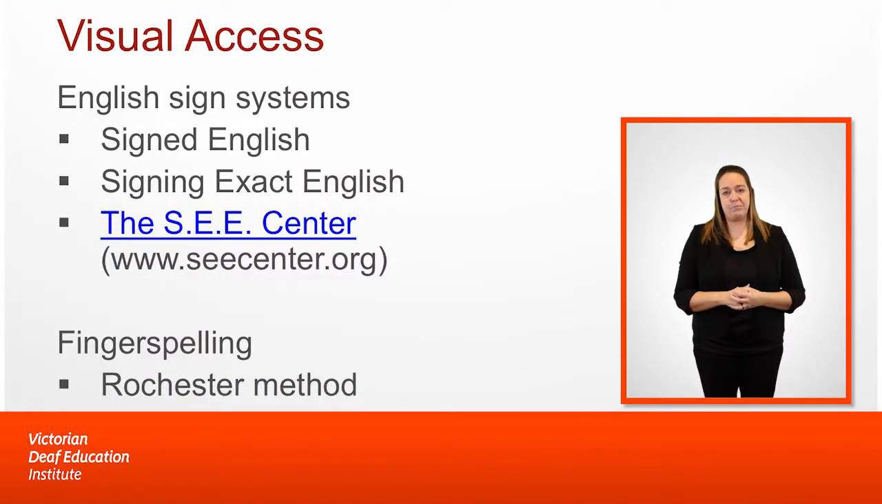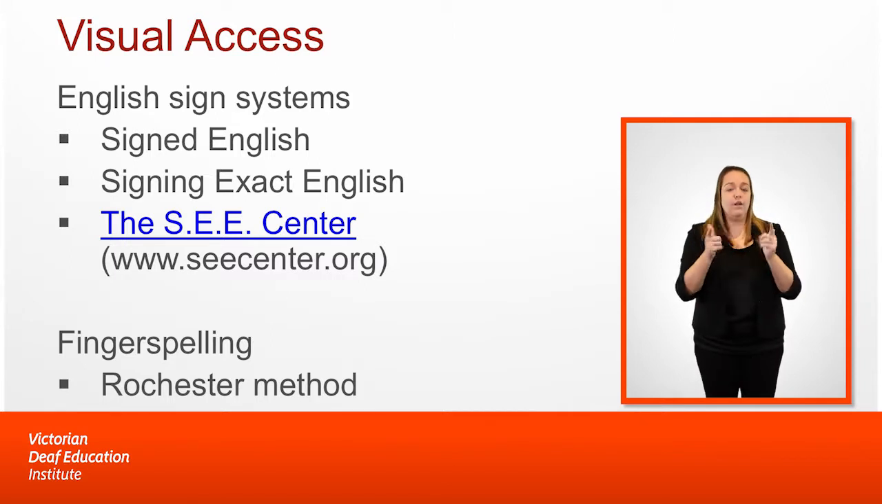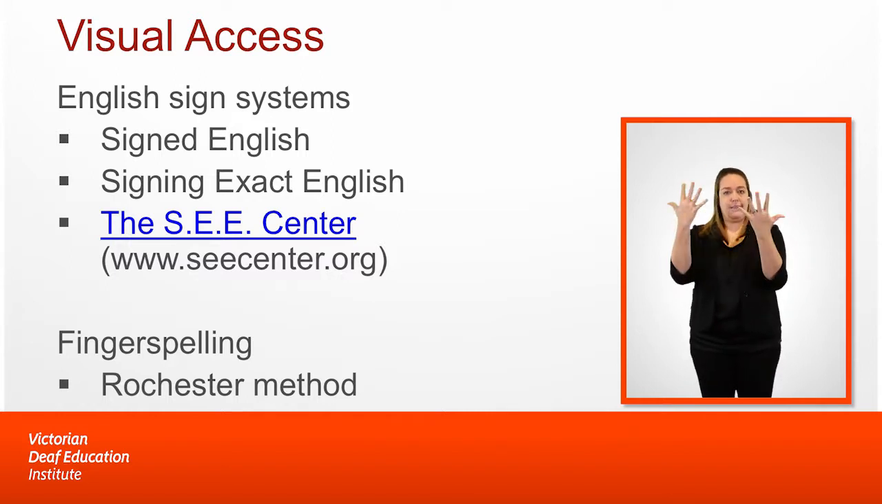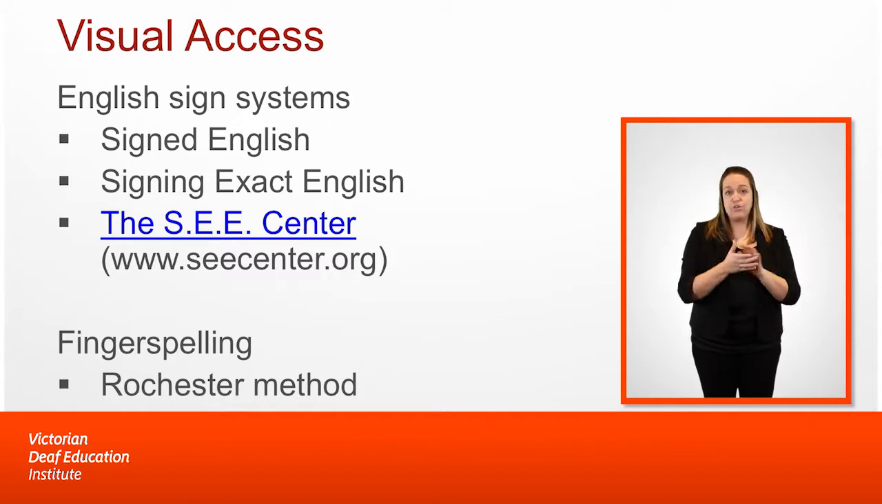Another way in which you can provide visual access to spoken English is through English sign systems. Now, these are different than natural signed languages such as Auslan or ASL. These are systems that were developed, created, invented, if you will, to represent or put English on the hands. And these systems are quite exacting in that they represent right down to the morpheme level every piece of sign on the hands. These are systems such as signed English, signing exact English.